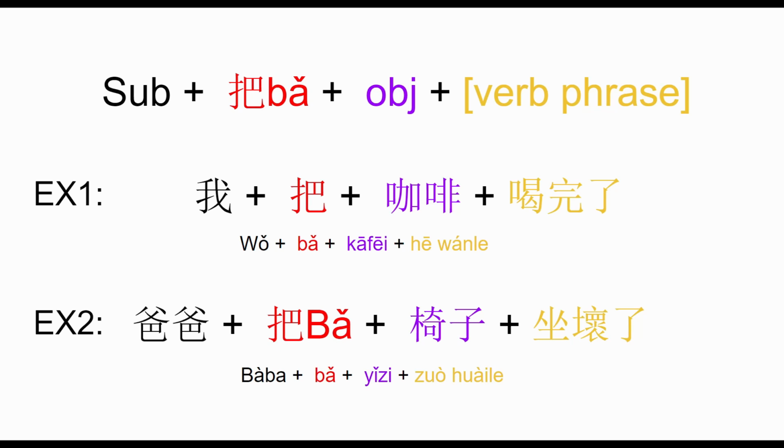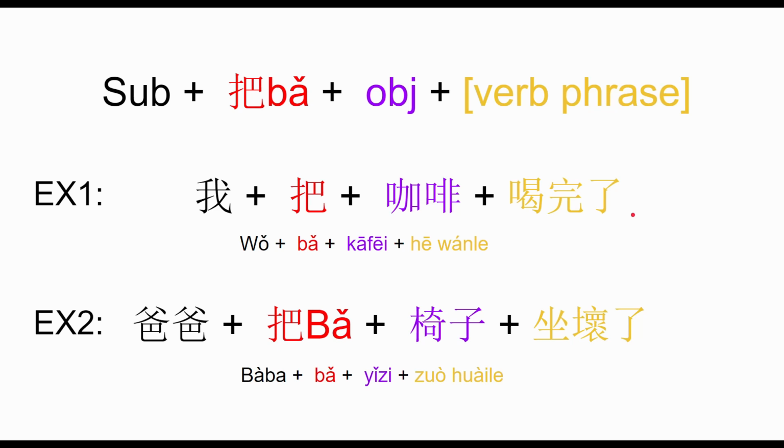Oh, so what's the correct sentence? Okay, first, we need to use the verb 喝, drink. Then the result of the action is finished drinking. So the verb phrase here is 喝完了. Now you can apply the verb phrase to the sentence structure and add other elements. So the correct sentence is 我把咖啡喝完了.